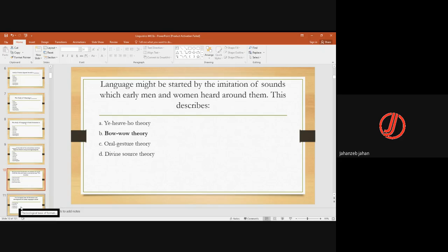Language might have started by imitation of sounds which early men and women heard around them. So this describes the bow-wow theory.